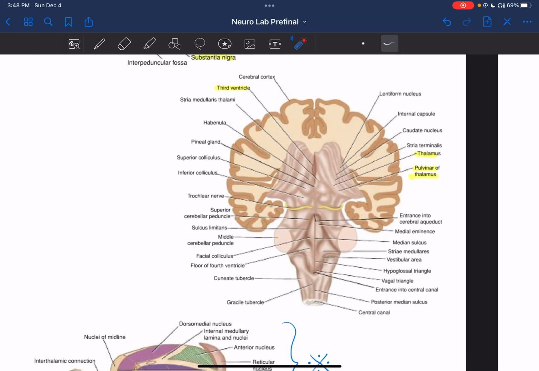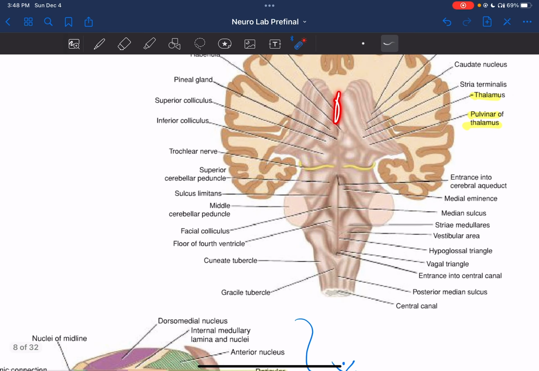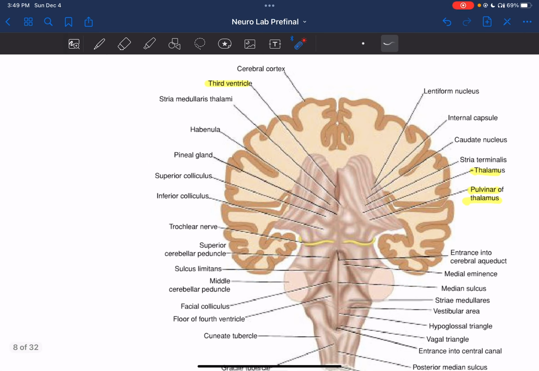Okay. Now, another section here. This is the third ventricle. And remember, anything immediately lateral to the third ventricle is your thalamus. So this part is your thalamus. And our thalamus, posterior and inferiorly, overhangs as a part called the pulvinar. Pulvinar of the thalamus.